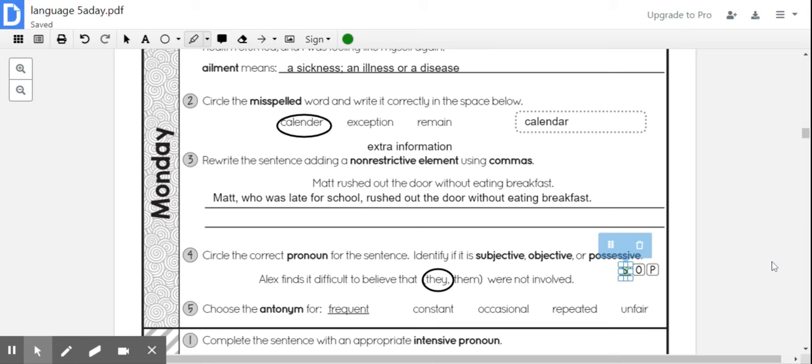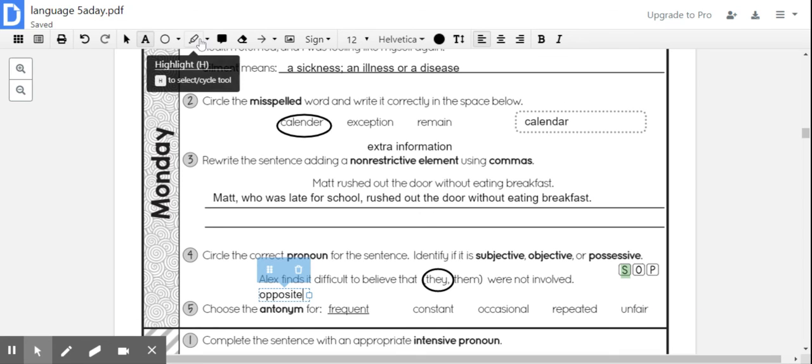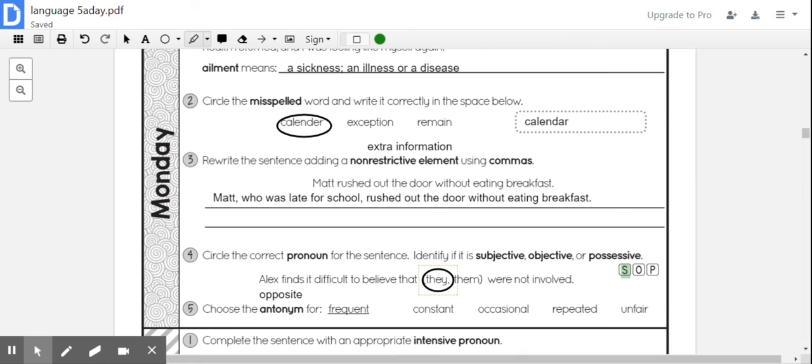Number 5, choose the antonym for frequent. So antonym means we're going to find a word that means the opposite of frequent. So we have constant, occasional, repeated, and unfair. And the correct word that means the opposite of frequent would be occasional.